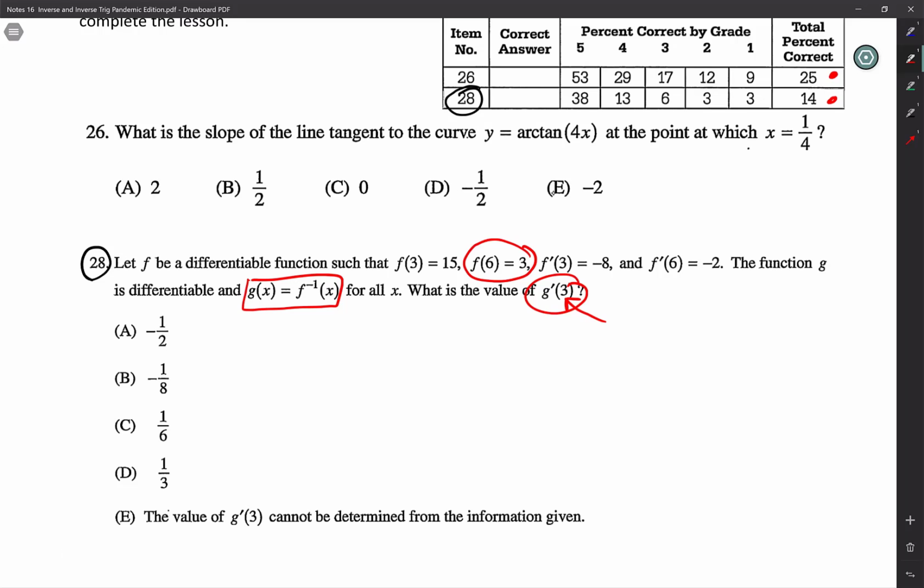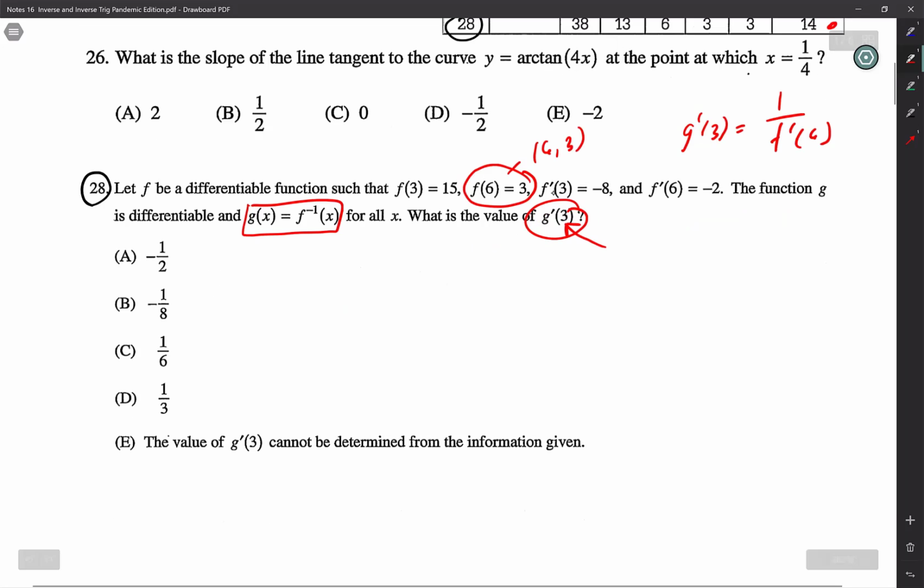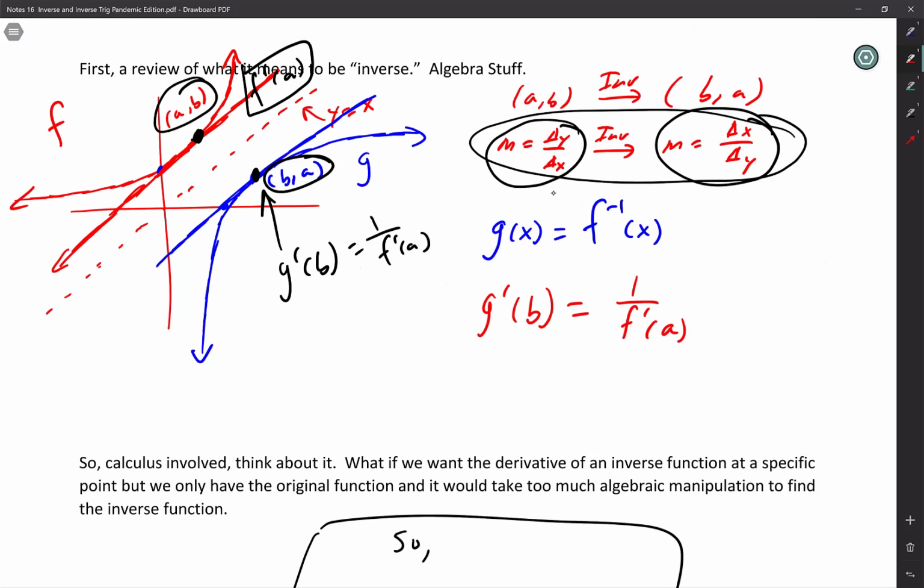Does everyone know why I'm paying attention to that one? Because that coordinate was 6, 3. Now remember what we just said. We just said if we want G prime of 3, that has to be the reciprocal of F prime of 6, because that was your B value. That's this right here, guys. See, look, that was your B value, 6. So now it's G prime of 6 there. Do you guys see that?